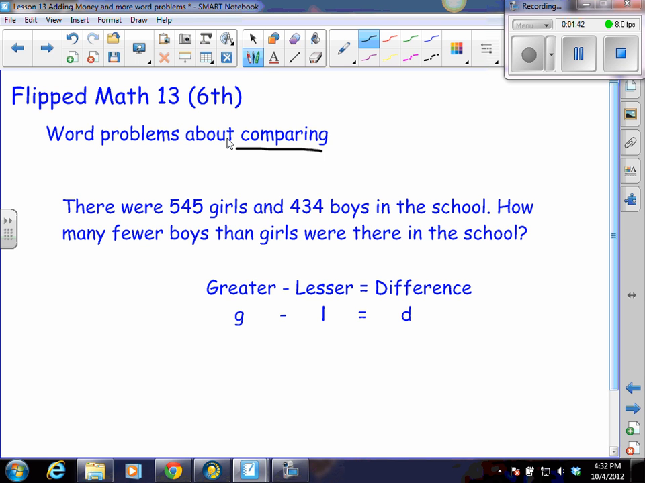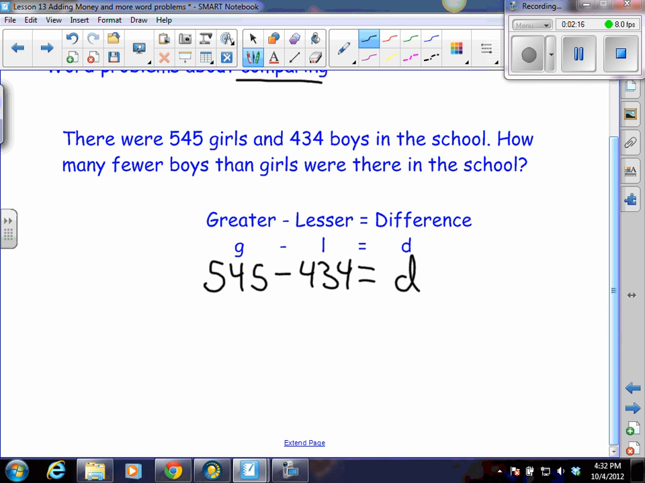So we're going to go ahead and plug in our numbers then. And so our greater amount of 545 would have to go to our girls, while our lesser amount of 434 would have to go to our boys, which equals D. And that finishes step one of our problem solving process and gives us the equation. Remember, as we write equations, we need to follow the formula, and so write it exactly as we see it there following these formulas.